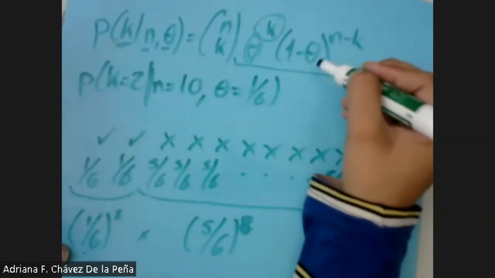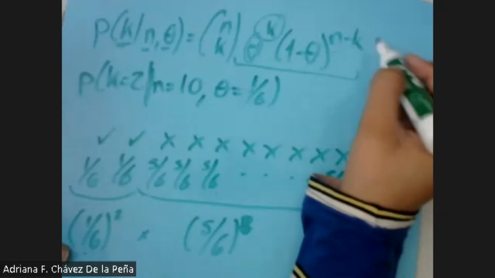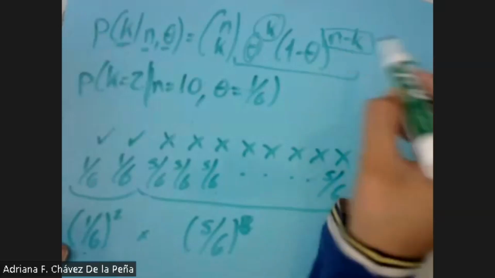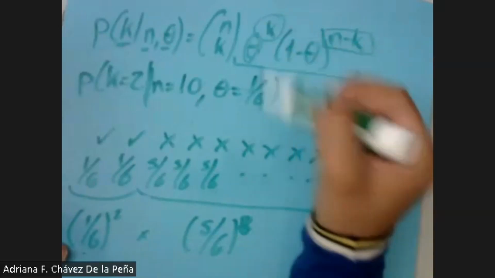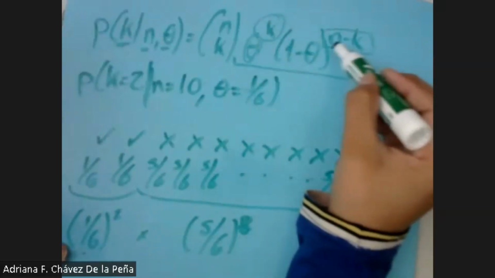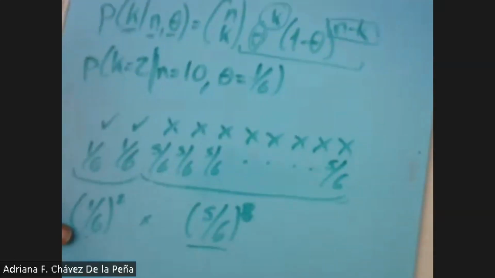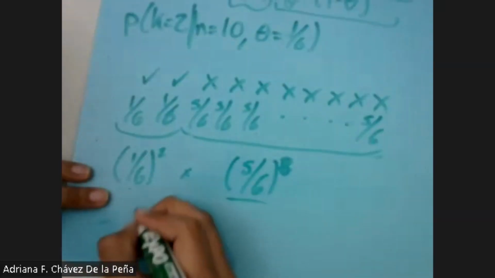And I'm going to multiply that by itself n minus k times, the remaining trials that were not a success. So if I have n observations and I know that k of them were a success, necessarily the remaining n minus k must be failures. And that is exactly what we have here. We're multiplying the probability of getting something other than a 5 by itself 8 times, because we have 8 failures and 2 successes.